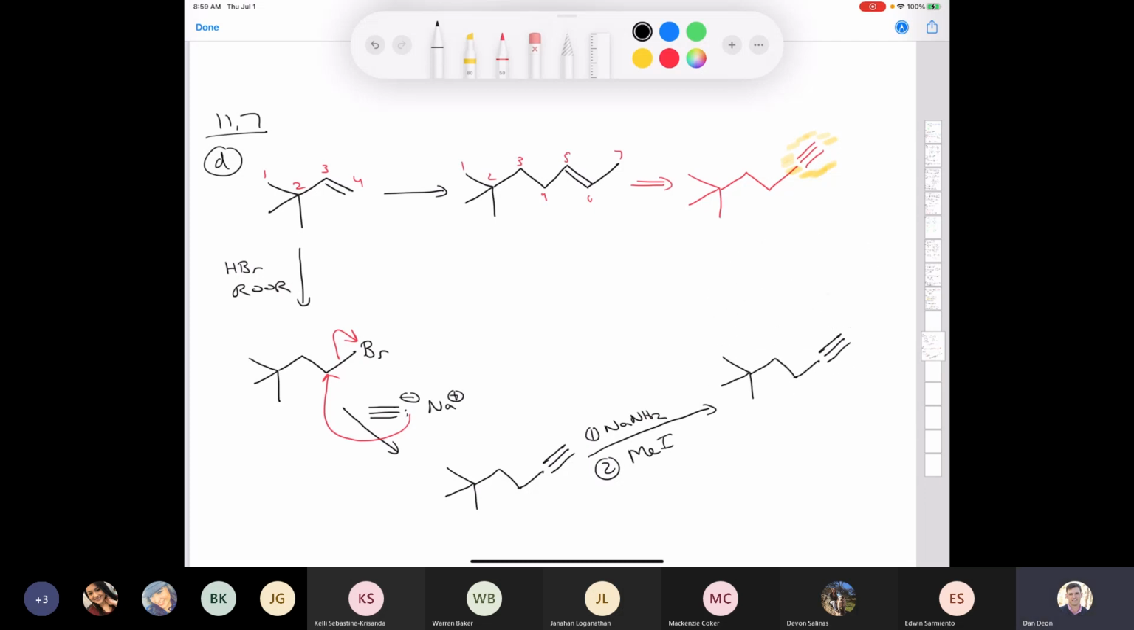Here we go. And so now we're going to add our methyl group. Or no, we already did that, so I just didn't put it on here. And then to reduce to the trans alkene, we're going to treat that with sodium and liquid ammonia, like that. There you have it. So let's try one more.